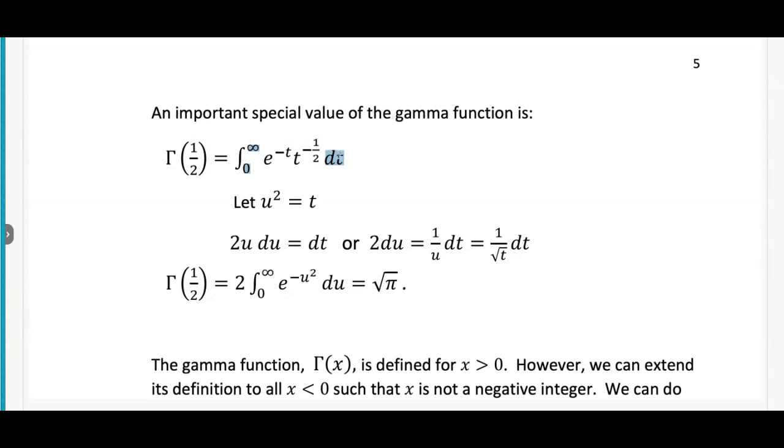So gamma of one half: if we plug in x equals one half, then we see gamma of one half equals the square root of pi. So this is a famous value. Gamma of one half equals the square root of pi.